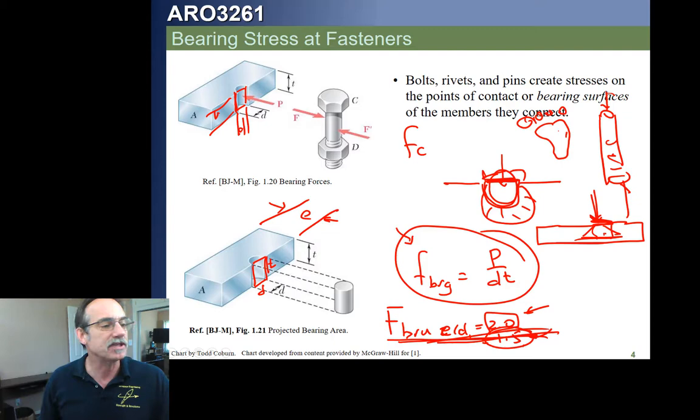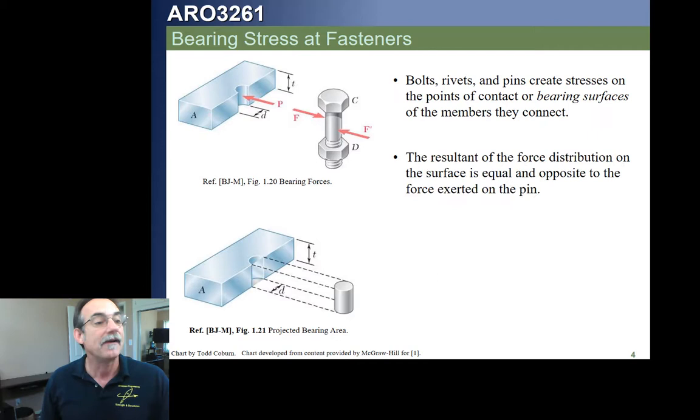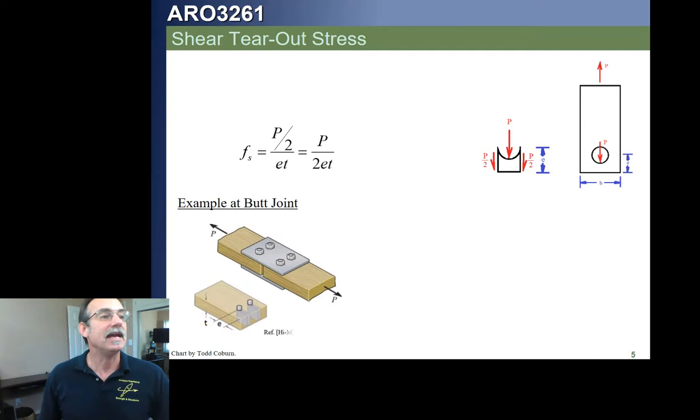So the first thing we're going to check is our net stress. Then we're going to check our bearing stress. And that's what we said. Okay. The next idea is our tear-out stress.